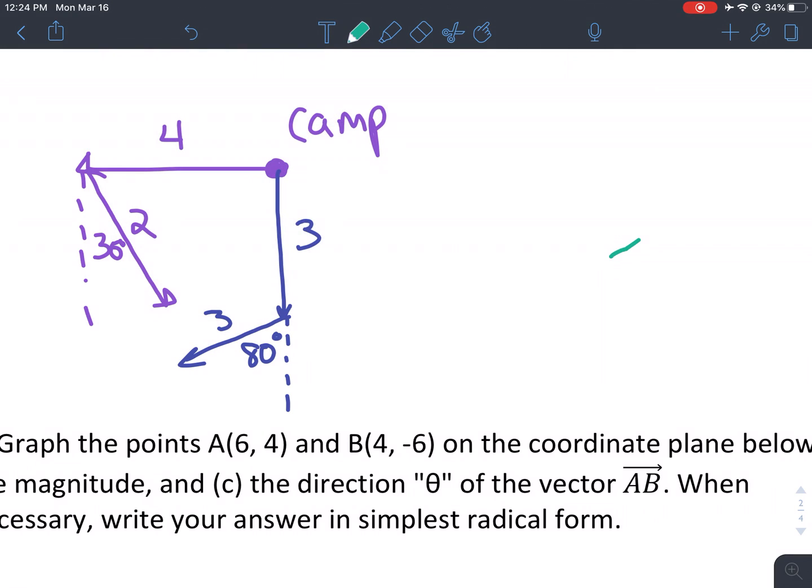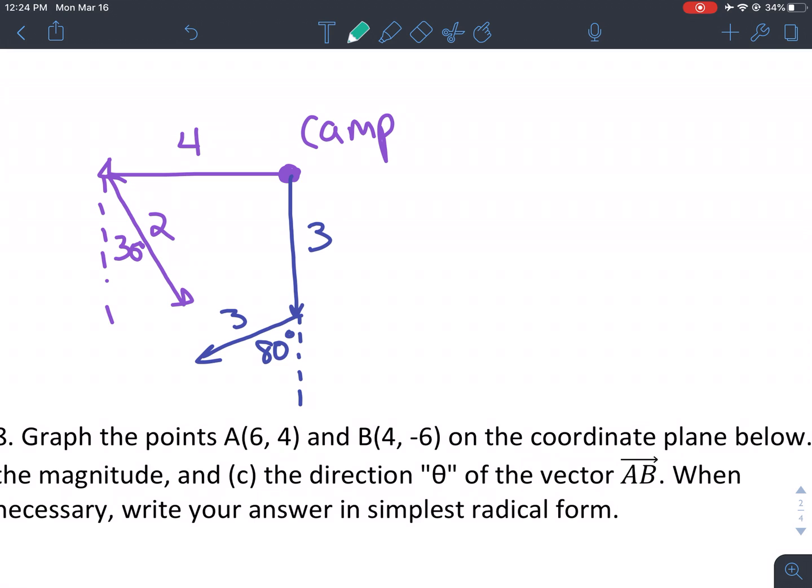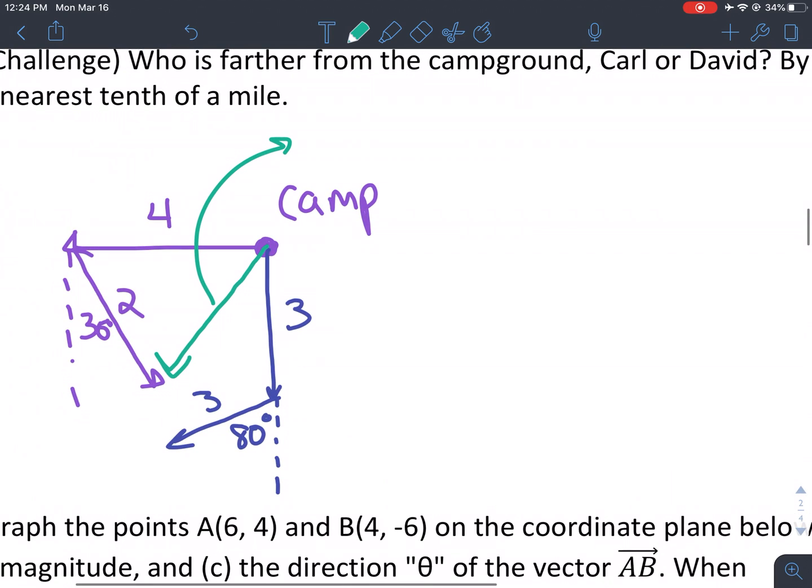The question is, who is farther from the campground, Carl or David, and by how many miles? We're going to use law of cosines again, where this distance in green here is going to be Carl's distance. This next green line is going to be David's distance. Try the law of cosines for each of them to solve, and then find the difference.